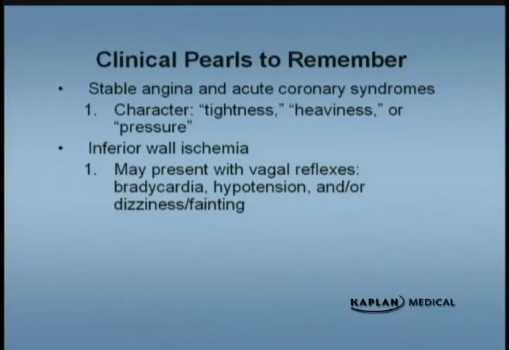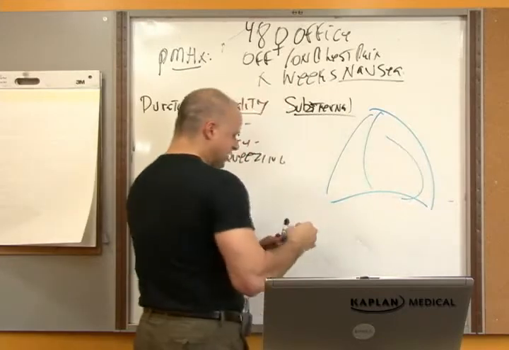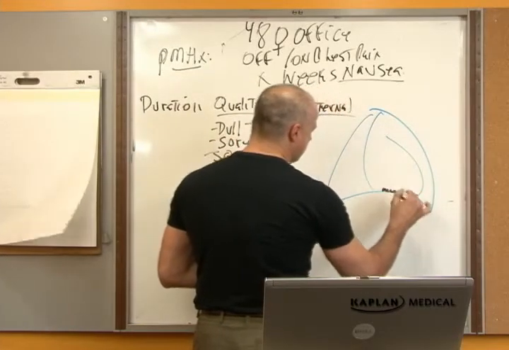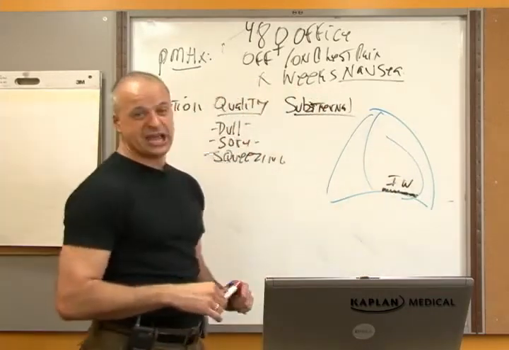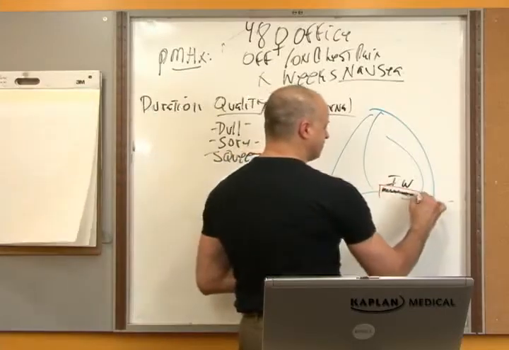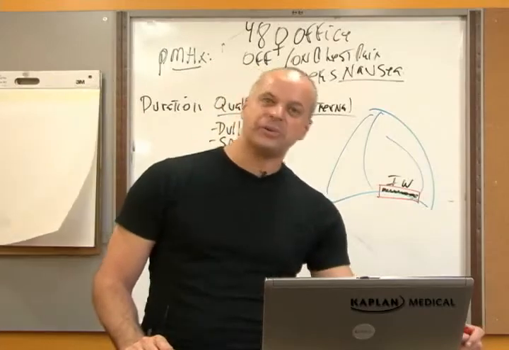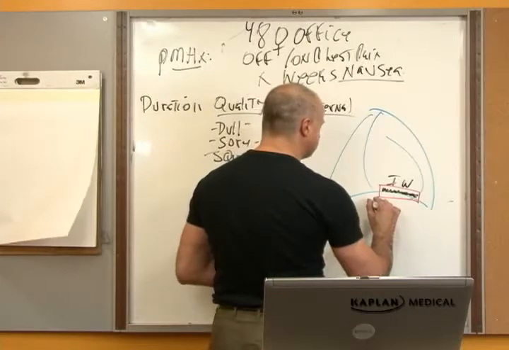Now, the inferior wall myocardial infarction. In the inferior wall infarction, the heart is pressing on the diaphragm. In other words, if this is the chest, and this is the heart inside the chest, the inferior wall is in fact on top of the diaphragm. So when the inferior wall is on top of that diaphragm, it ends up causing irritation that can cause diarrhea.